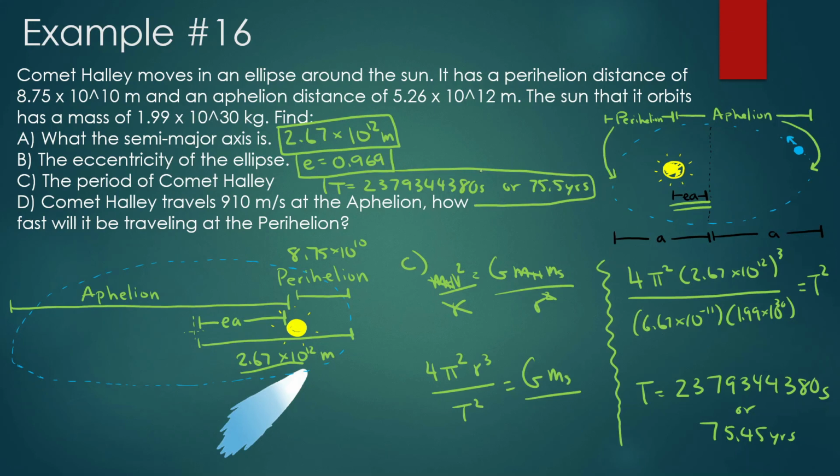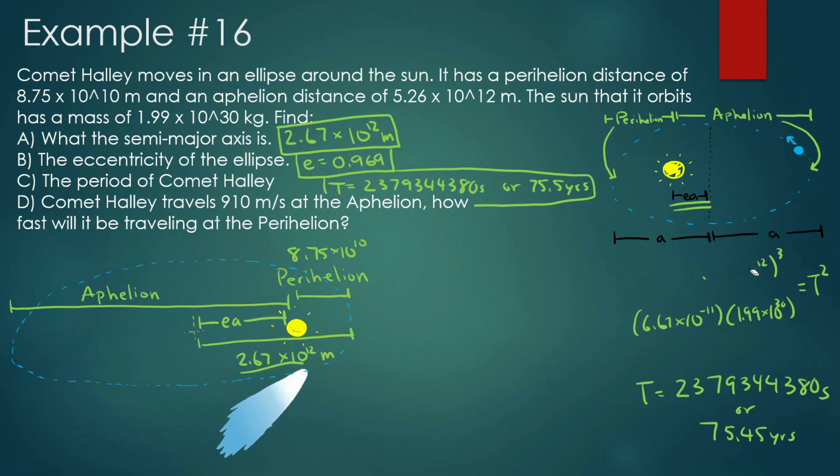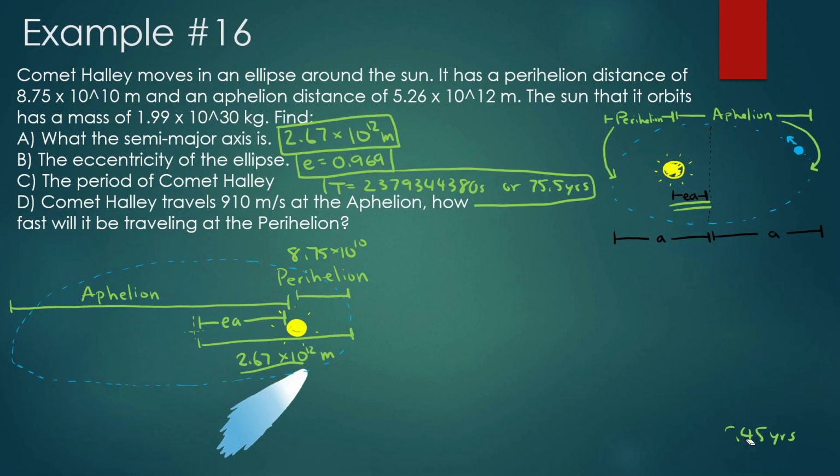All right. Now part D. This might be a little bit tricky, but part D says Comet Halley travels 910 meters per second at the aphelion. How fast will it be traveling at the perihelion? Okay, so let's look at this. We want to know how fast it's going to be traveling at the closest point, and we know how fast it's traveling at the furthest point. At the furthest point over here, it's going 910 meters per second. And we want to know what the speed is here, at the closest point.